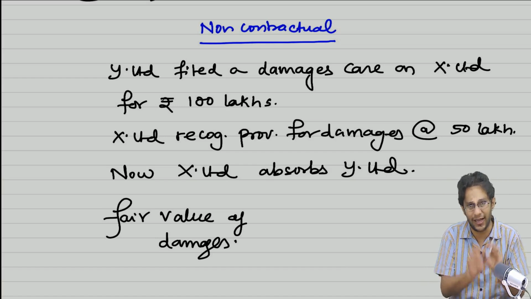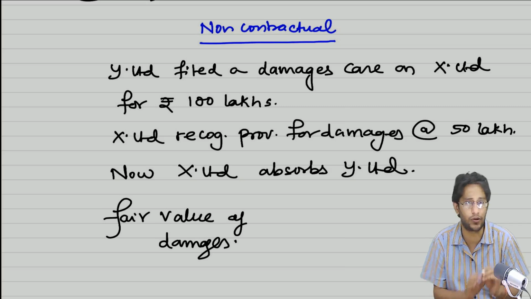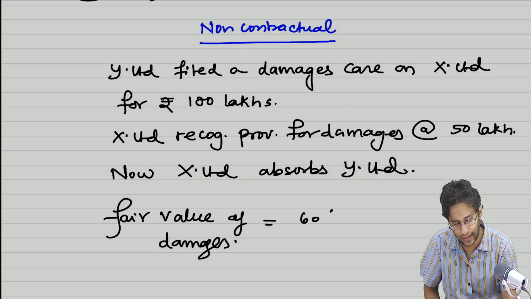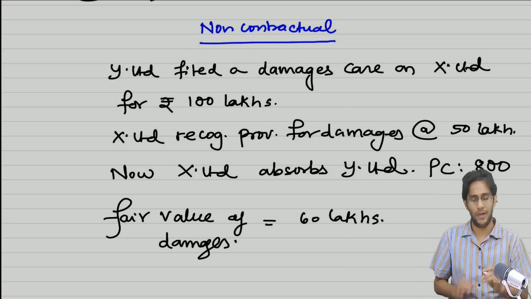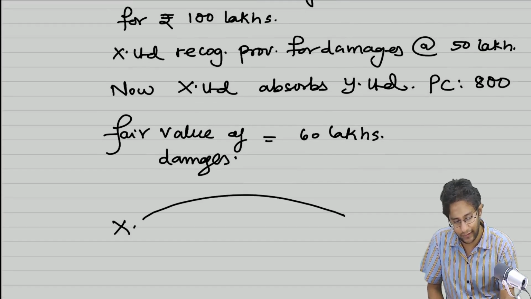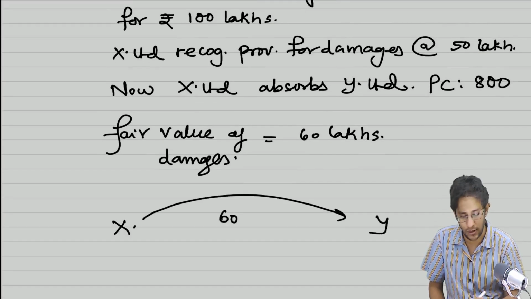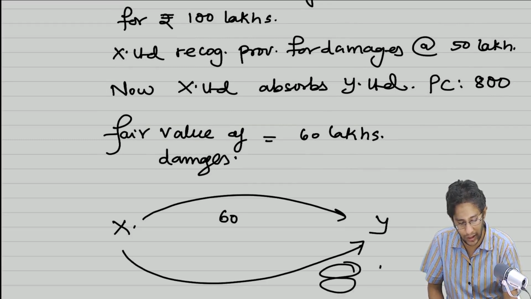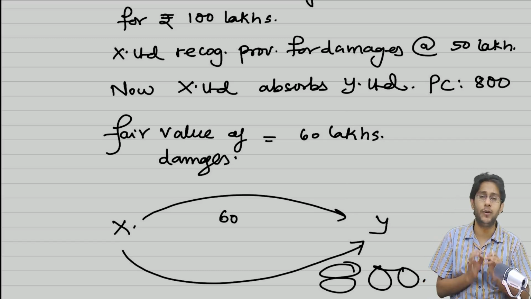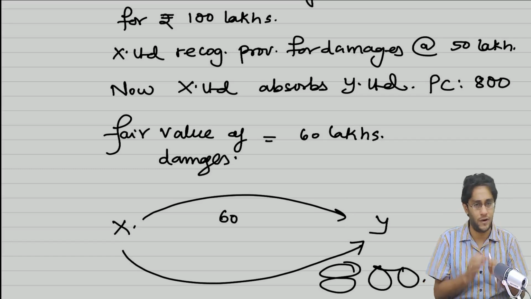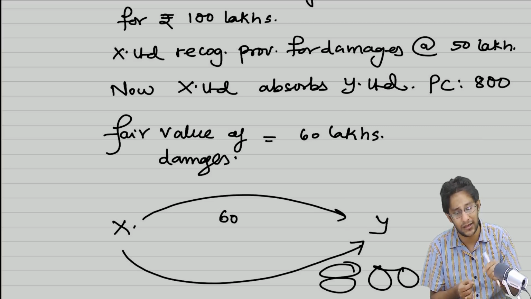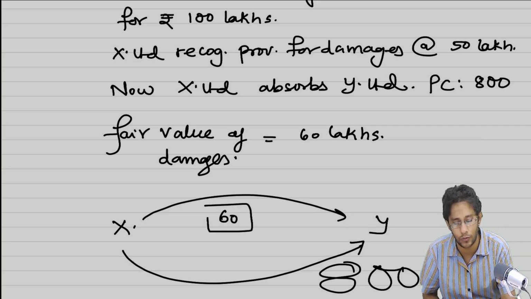Today, on the acquisition date, again re-measure it. What is the realistic situation of settling it? The fair value of damages is 60 lakhs. So we imagine that suppose your PC is 800 lakhs. So what we believe is X Limited anyway has to pay to Y Limited an amount of 60 lakhs. Now X is actually paying a total of 800 lakhs. So how you have to imagine is, the 800 lakhs is the total consideration X is paying to Y for business combination also, plus for settlement of damages also.